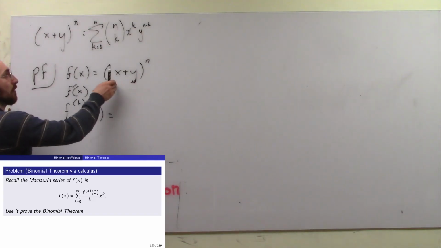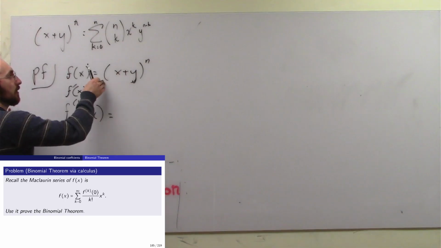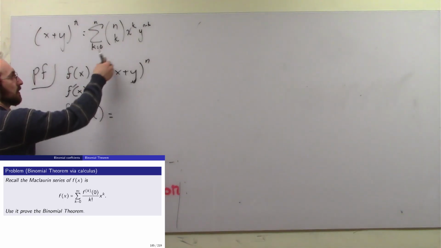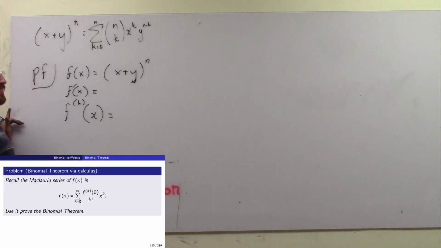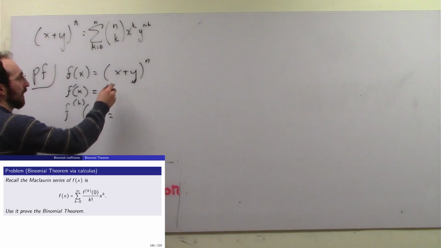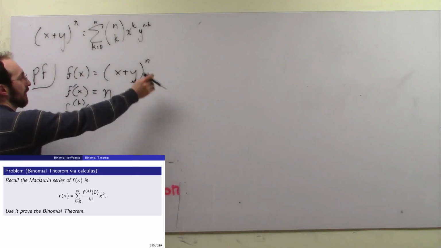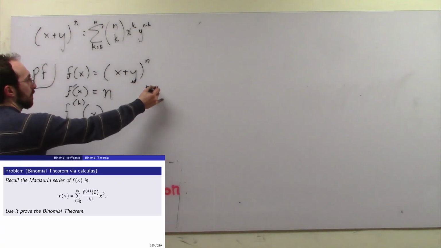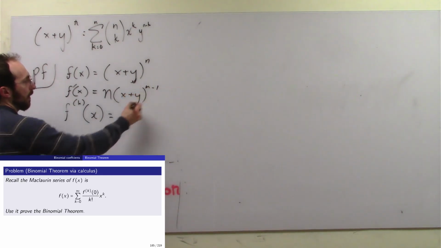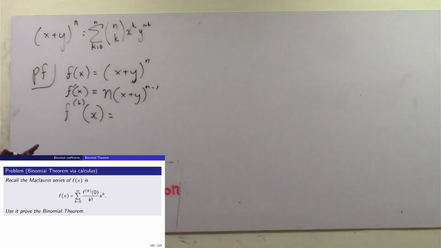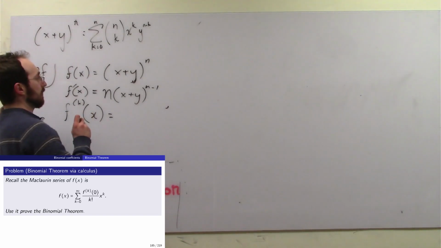And then what happens? Okay, so that's your inside. Your outside function, well, it's just, let's say u raised to the n. What's the derivative of that? By the power rule, it's n times that thing raised to the n minus 1. Perfect. What was that thing? It was x plus y. Awesome. Now, what happens when we take the second derivative?